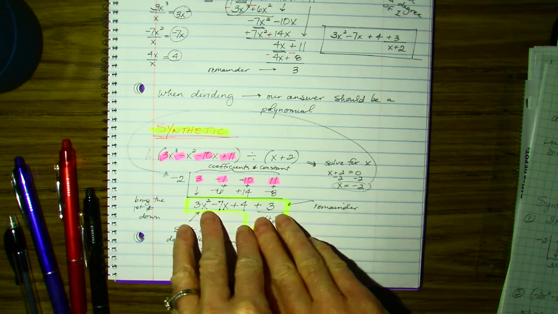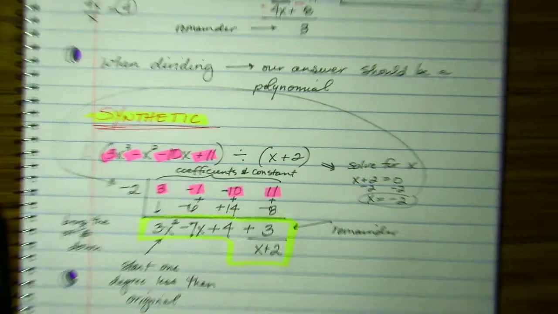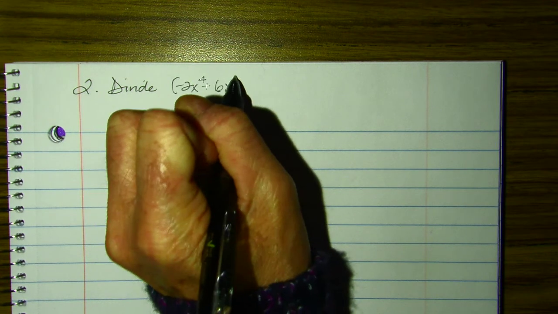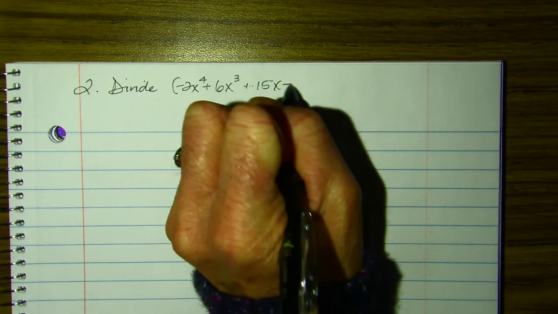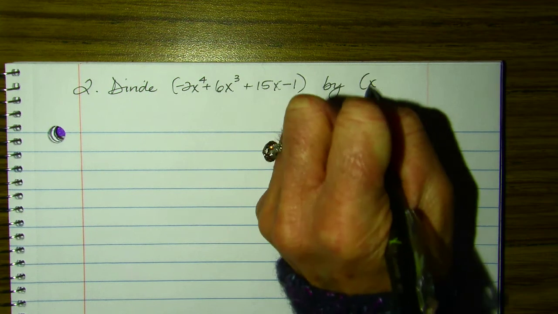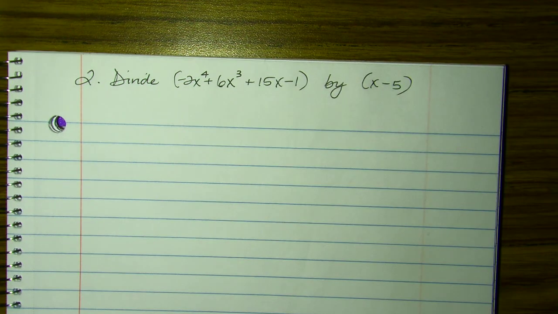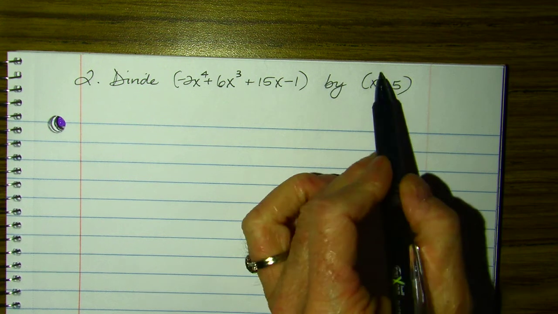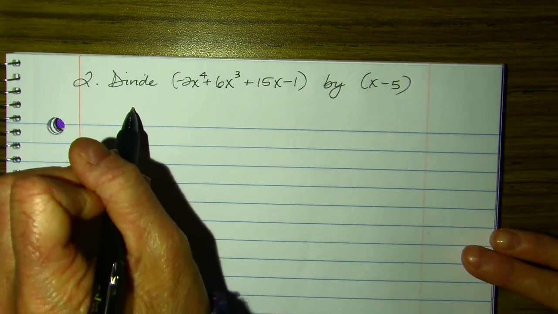Now, synthetic might seem long, right? Because we just learned it. But you and I are going to practice it, and you're going to see why we call this a shortcut. So let's do this again for a different polynomial. Divide negative 2x to the 4th plus 6x cubed plus 15x minus 1 by x minus 5. The reason I can use synthetic is I'm dividing by a binomial, a 2-term, and it has a degree of 1. So I'm going to draw a really long L.